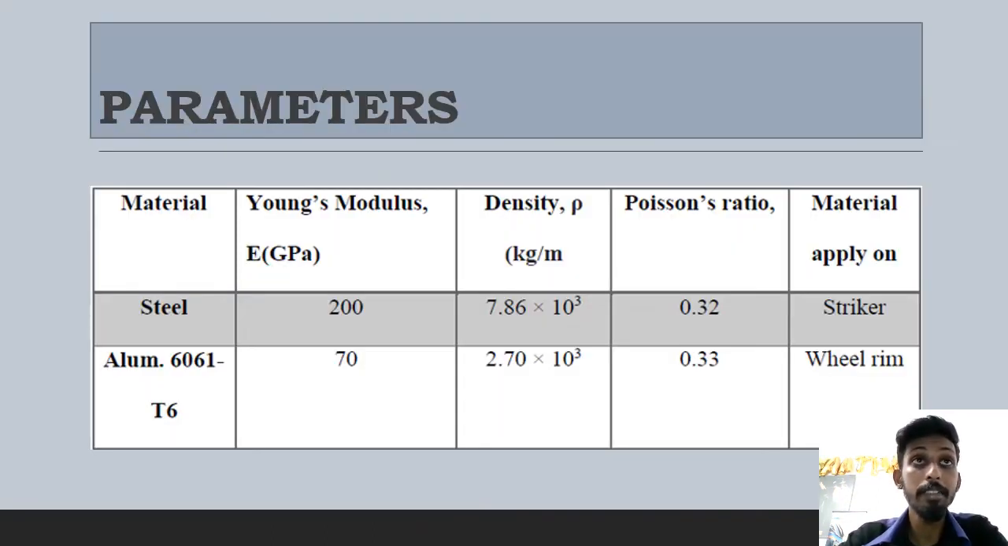These are the materials that are assigned to the created models. Steel is used for the striker and aluminum is used for the wheel rim. You can see the Young's modulus of the steel is 200 GPa, the density is 7.86 times 10 to the power of 3 kg per cubic meter, and the Poisson ratio is 0.32. For aluminum, the Young's modulus used was 70 GPa, the density 2.7 times 10 to the power of 3, and the Poisson ratio is 0.33.